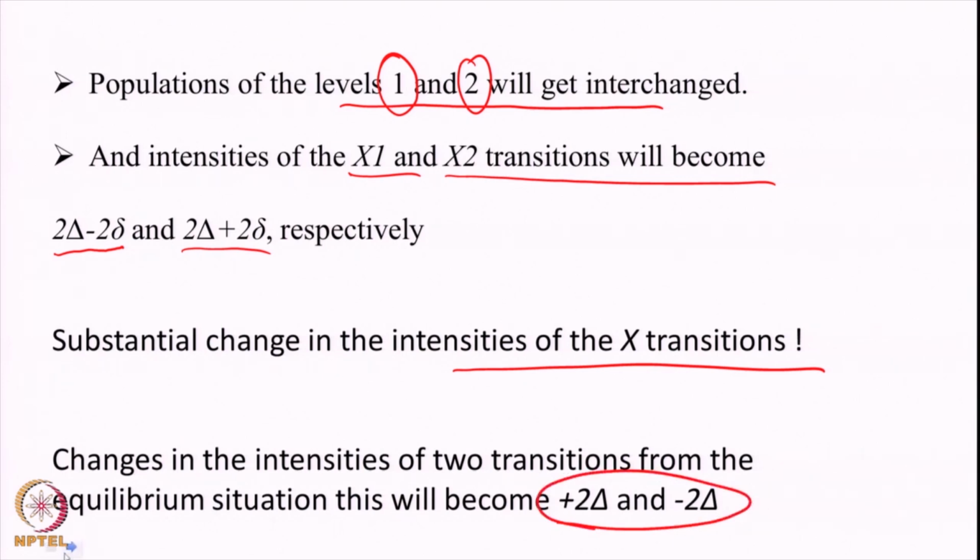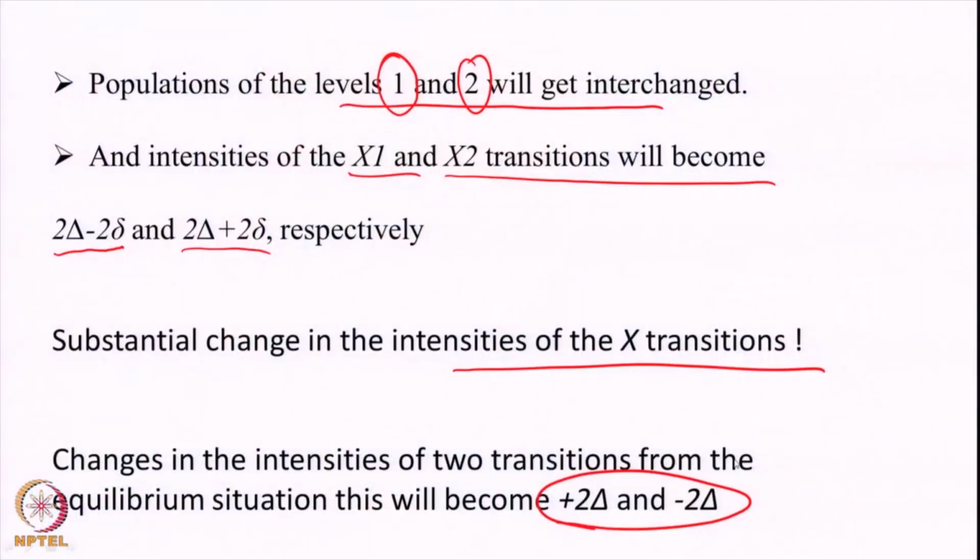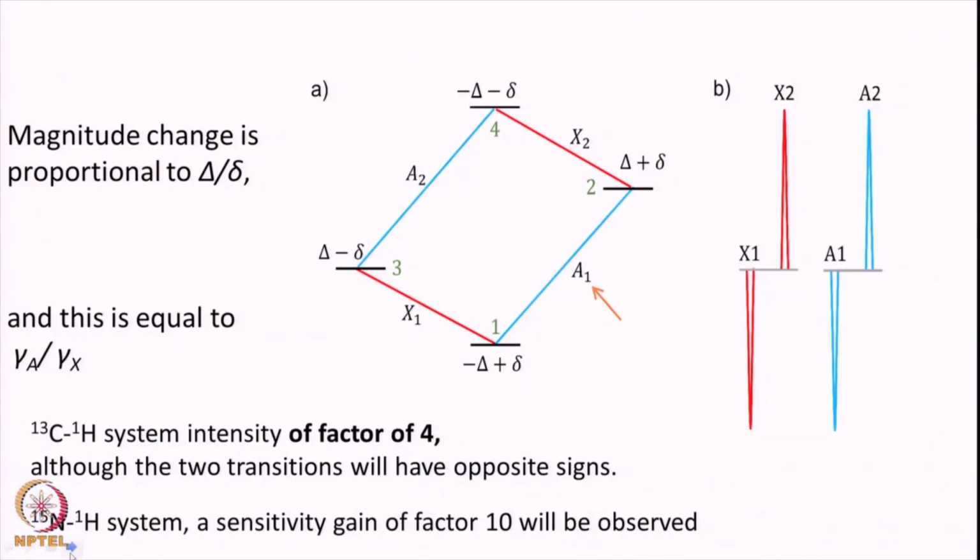So, what did we do by this? Earlier we had an intensity for X that was a small 2 delta. Now, if you look from the equilibrium, it is a big 2 delta. So, that is a significant enhancement in the signal for X spin. By perturbing A spin, we are getting enhancement in the signal for X spin, and that enhancement is substantial.